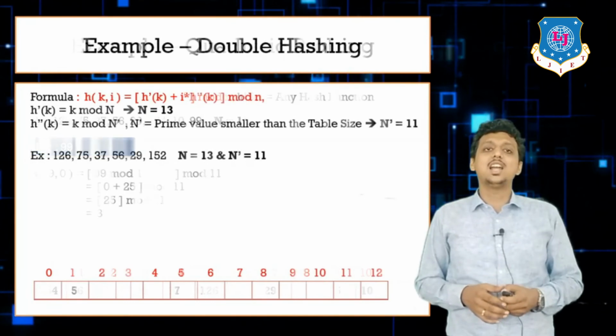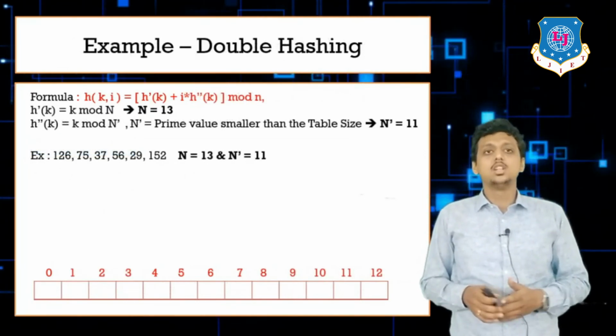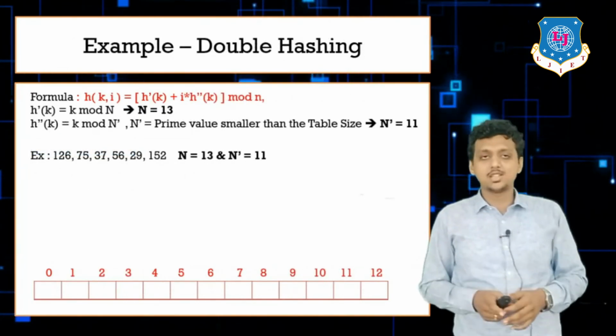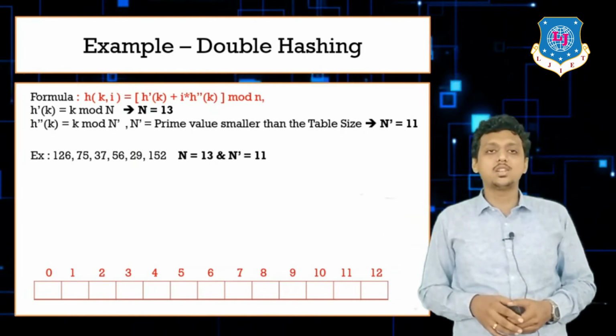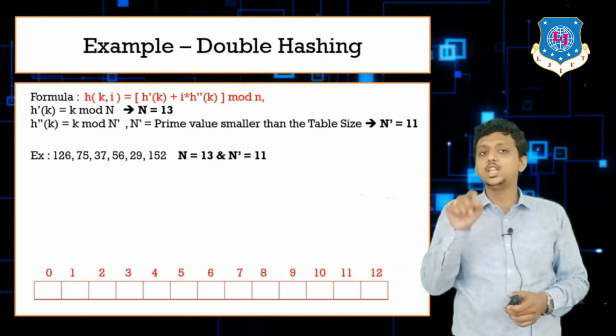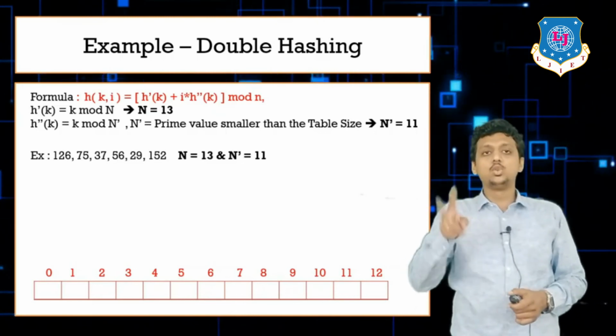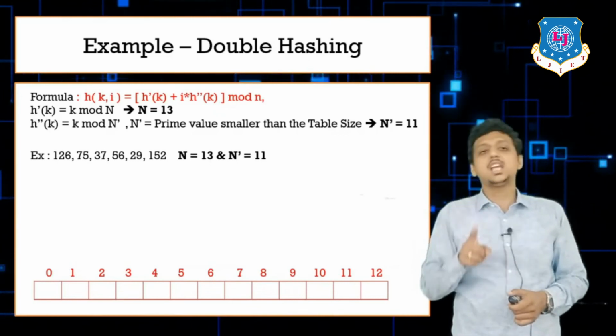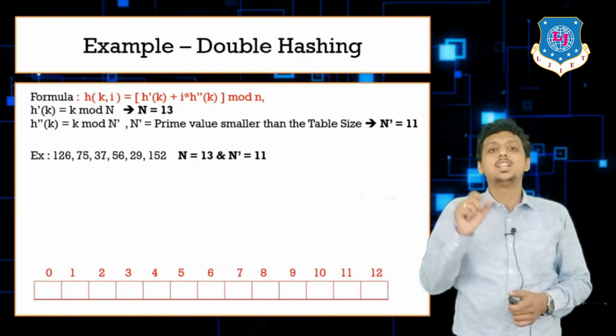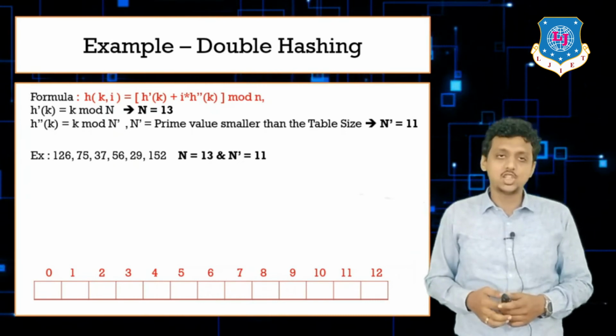Now let's see the last method, known as double hashing. You just need to think about the formulas only. Here we have the double hashing method where h of k comma i is equal to h dash of k plus i into h double dash of k. So here you need to find the hash value 2 times. h dash of k is one function, h double dash of k is another function. That's why it's known as double hashing.